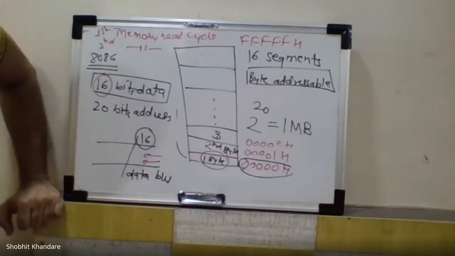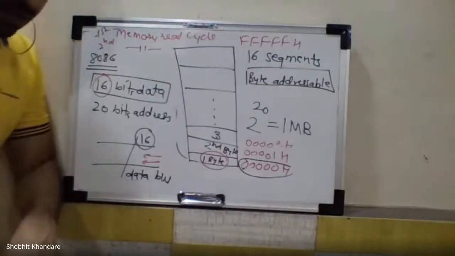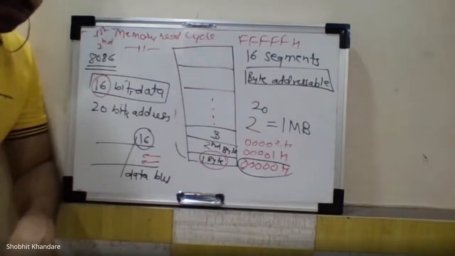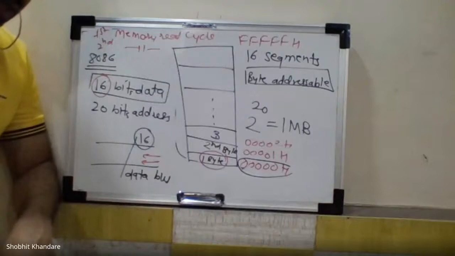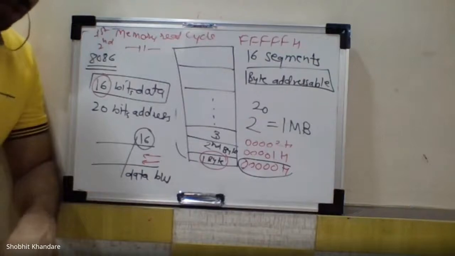If we have total memory of 1 MB. You have written memory segmentation is related to logical organization, as well as memory banking is related to physical organization. Full stop.